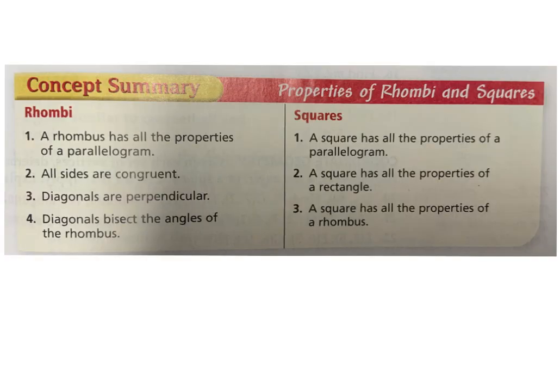For comparing them, a rhombus has all the properties of a parallelogram. A square has all the properties of a parallelogram. All sides are congruent. Diagonals are perpendicular. Diagonals bisect the angles of the rhombus. On a square, it has all the properties of the rectangle, all the properties of the rhombus. So what you really want to do is have your parallelogram properties, what those are. You want to have the additional ones, like what the rectangle brings to the table, what the rhombus brings to the table, and then the square fits all of those. All right?